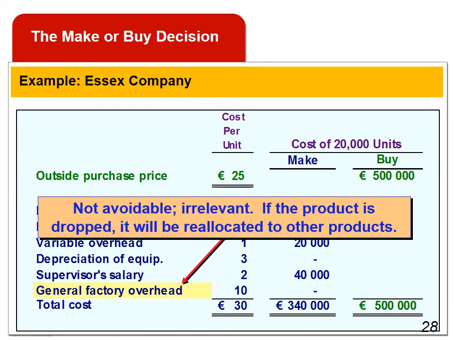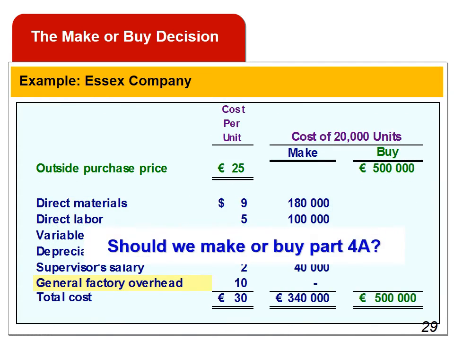The general factory overhead represents future costs that will be incurred regardless of whether Essex makes or buys Part 4A. Hence, it is also irrelevant to the decision. Remember, a future cost that does not differ between alternatives is never a relevant cost. The total avoidable costs of €340,000 are less than the €500,000 cost of buying the part, thereby suggesting that Essex should continue to make the part.